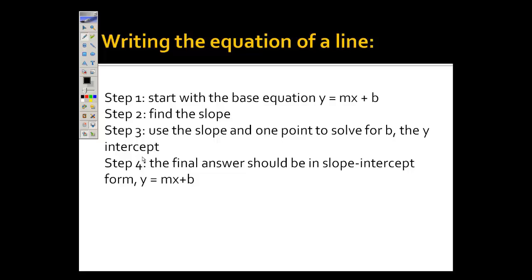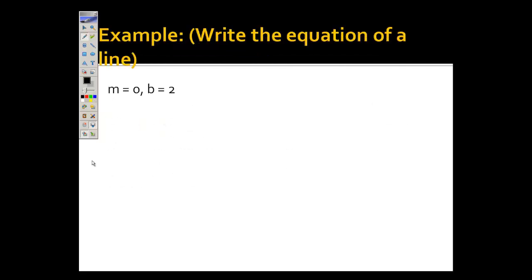That's slope-intercept form, and we need to find the slope of a line, whether we're given 2 points or we're given the slope or whatever it is. We need to find the slope. After you have the slope and a point, or a slope and other information, you should be able to solve for the y-intercept. Your final answer should be in slope-intercept form with a value for m and a value for b. So let's take a look at an example here.